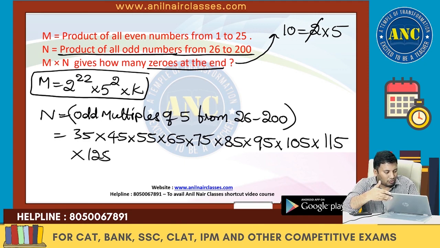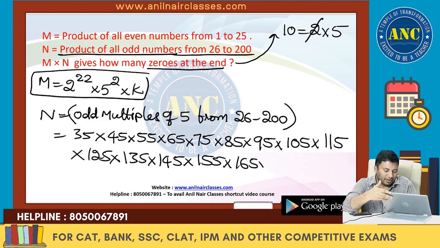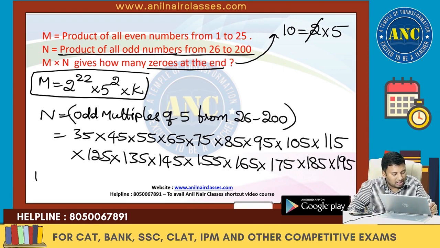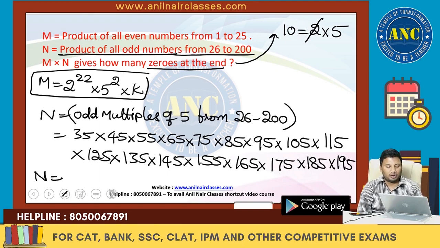115 into 125 into 135 into 145 into 155 into 165, 175, 185 and 195. I hope it is clear. So this is N equivalent to, listen carefully here, otherwise you might make a mistake.